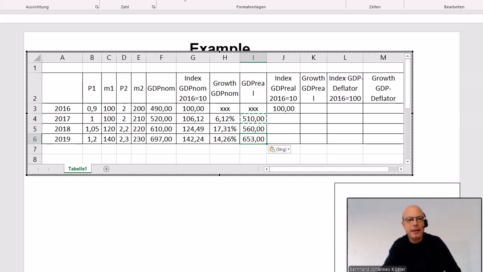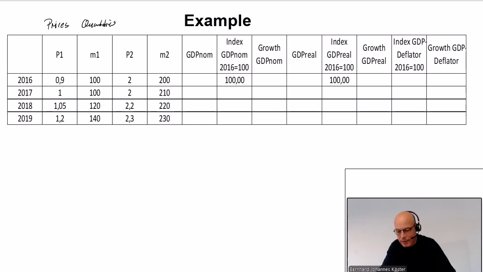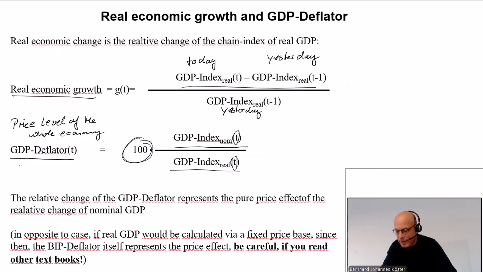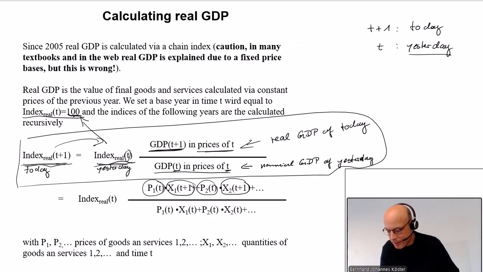So, and now maybe comes the most complicated part, but actually it is just applying the definition which we have. So let's go back. The index of real GDP, now we have all the numbers together, is the index of the former year times real GDP of the period we are looking at, divided, and this is important, by the nominal GDP of the former year.